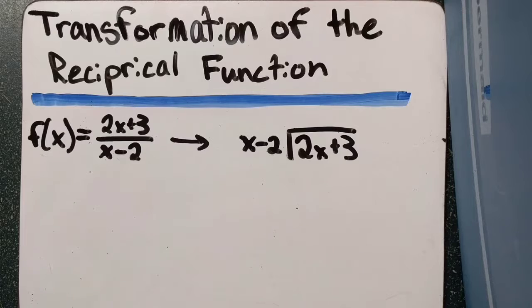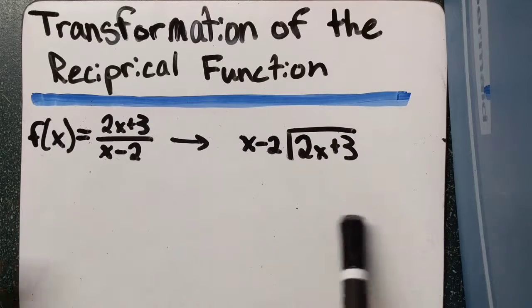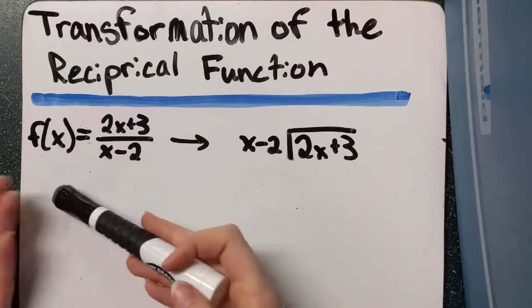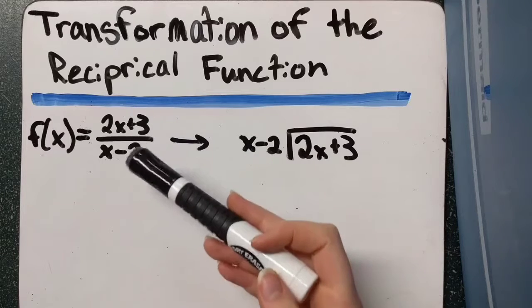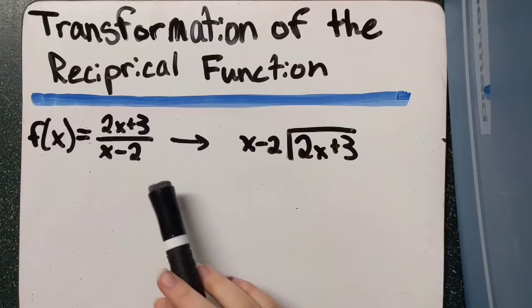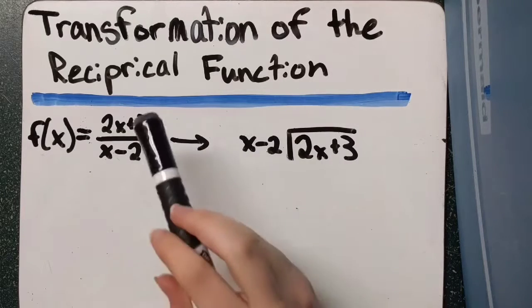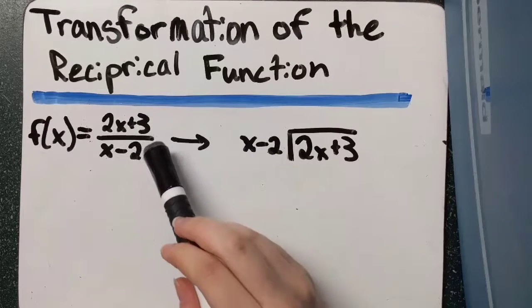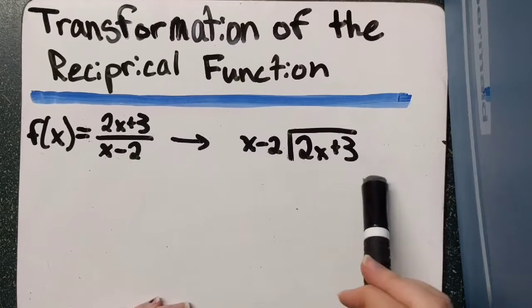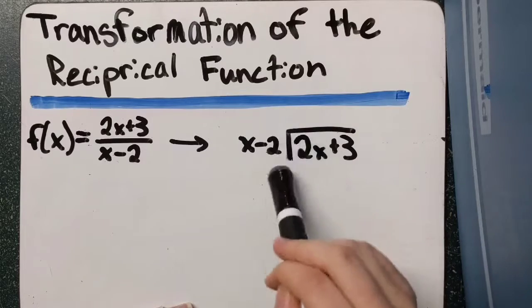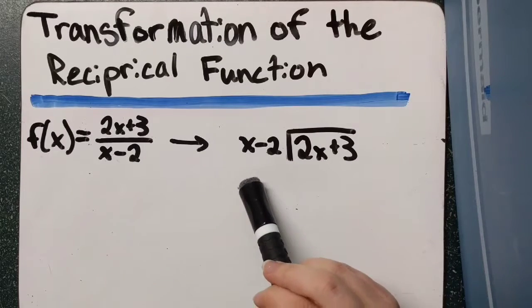To see this process, it's easiest if you follow along with an example. So here we have f(x) = (2x + 3)/(x − 2). To start, we're going to do division. Because 2x + 3 is being divided by x − 2, we're going to put 2x + 3 in the little garage, if you want to call it, and then x − 2 on the outside.